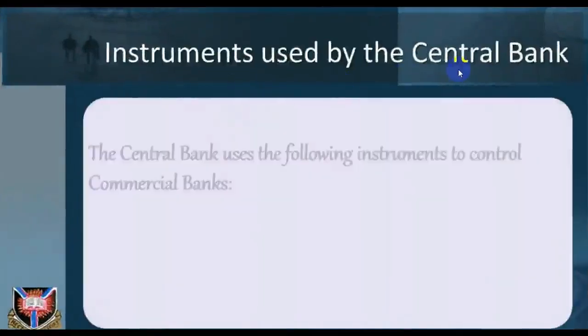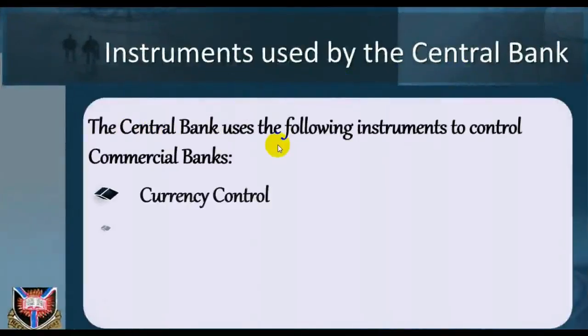Instruments used by the central bank. The central bank uses the following instruments to control commercial banks. Number 1, currency control. In most countries, the central bank has the sole power to issue paper money. No attempt is made, however, to control the overall money supply by controlling the quantity of bank notes in circulation.